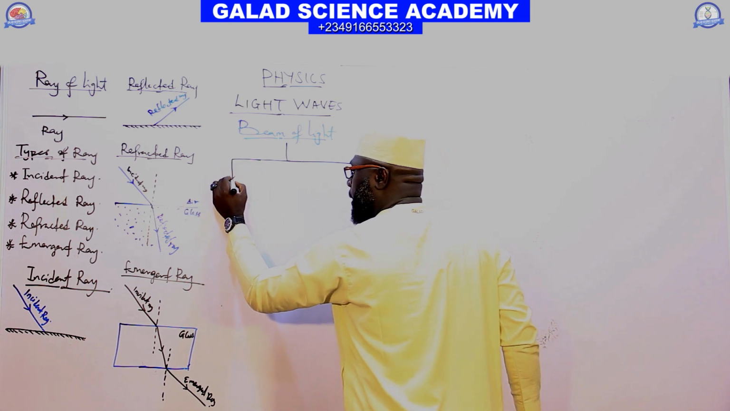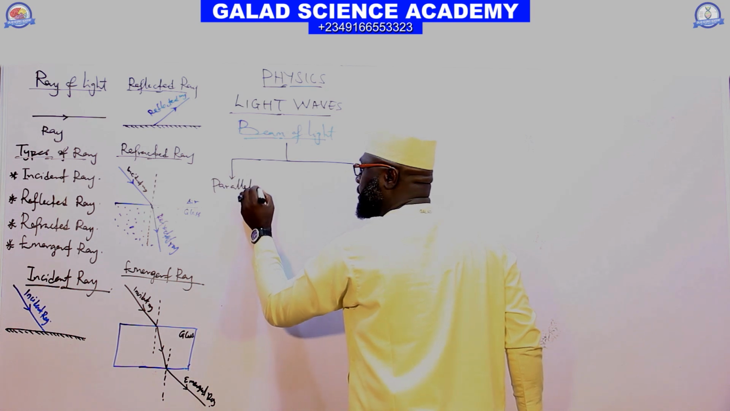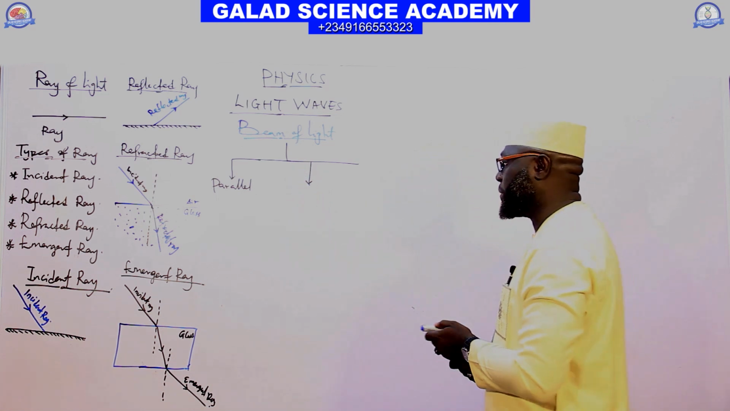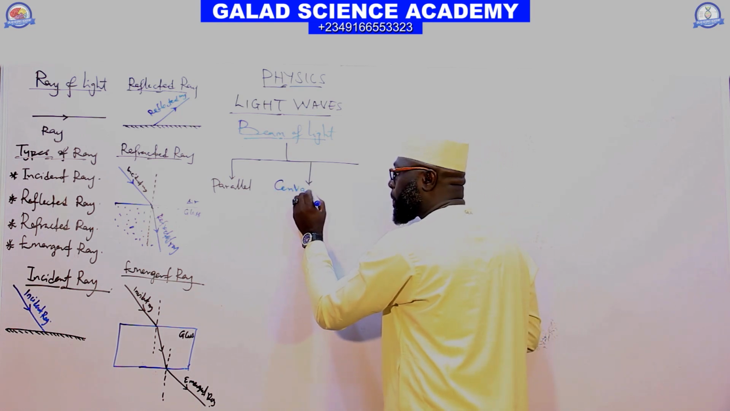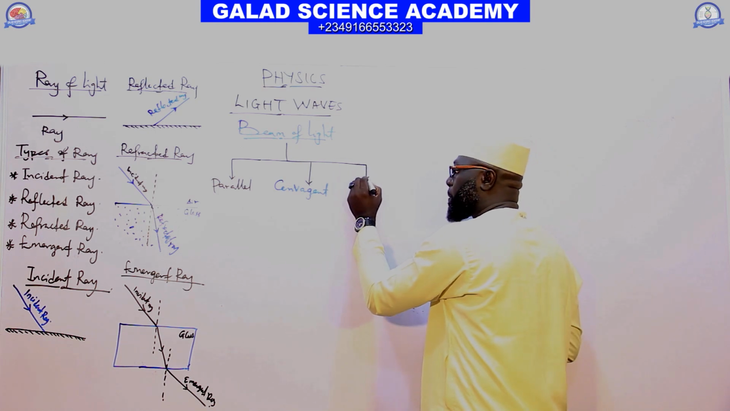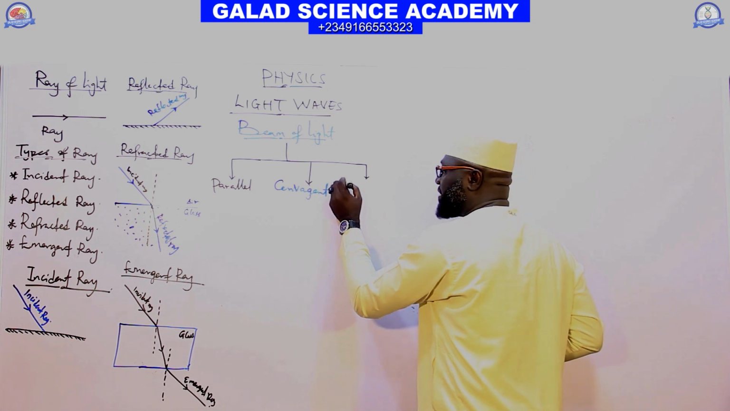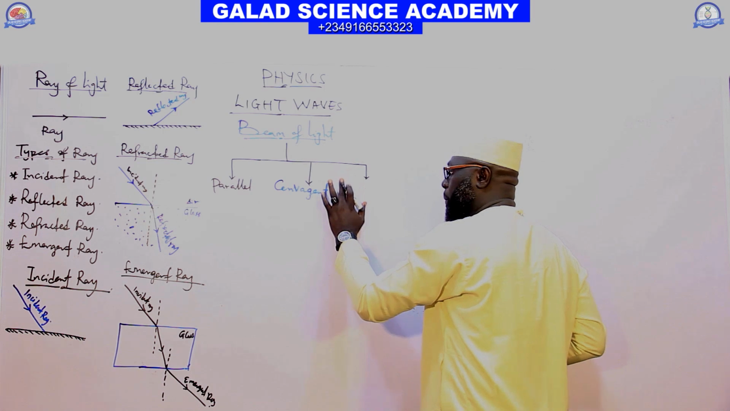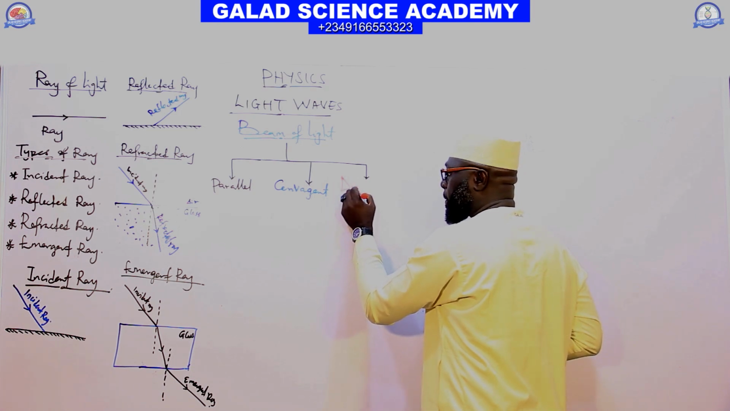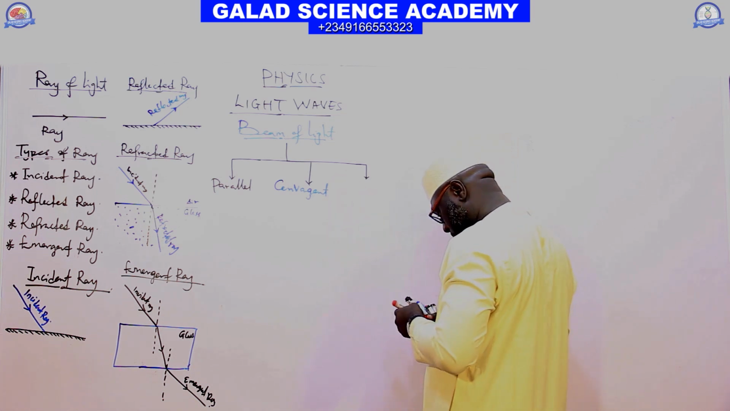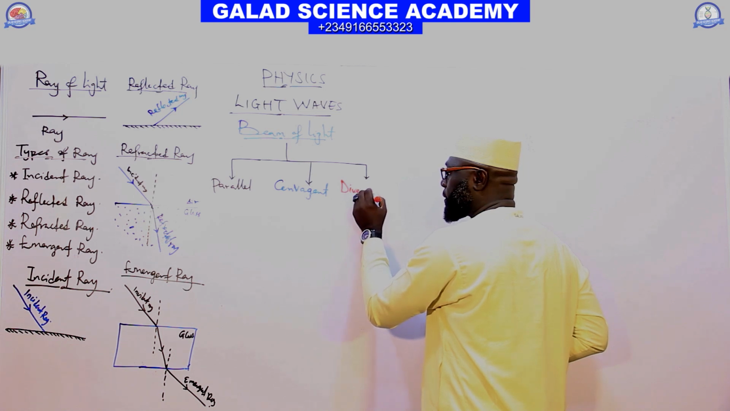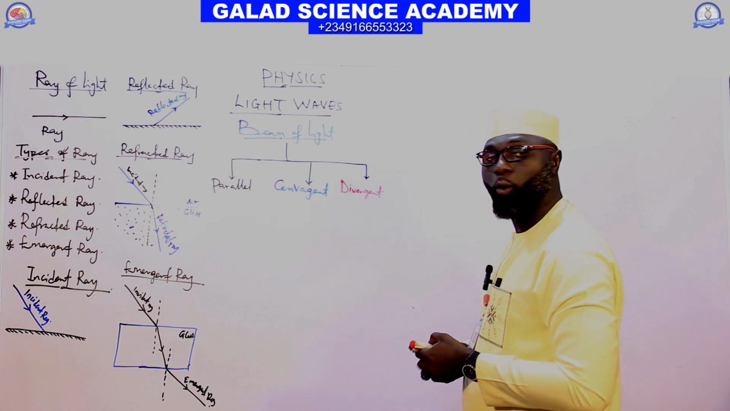The first one is the parallel beam. The second one is the convergent beam. And the third one is the divergent beam.